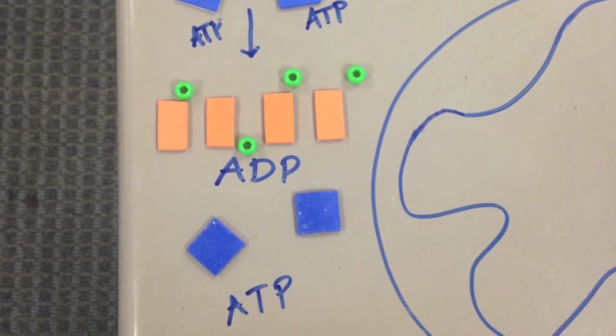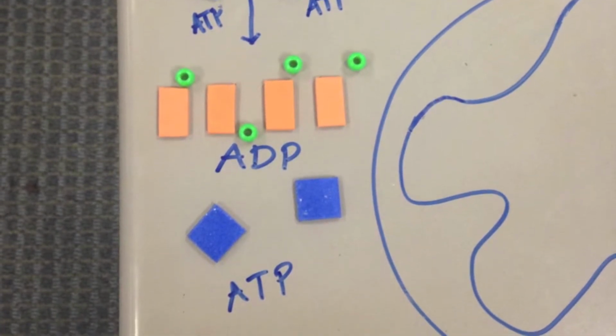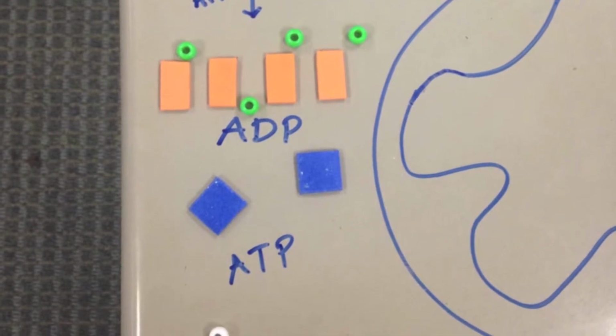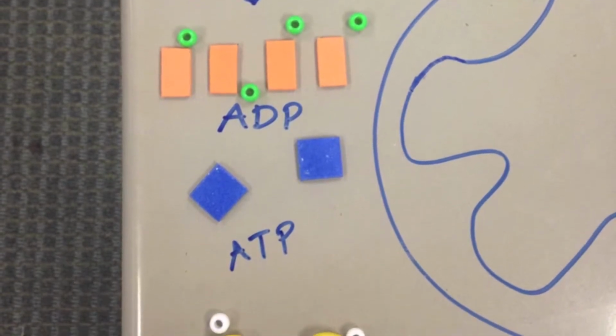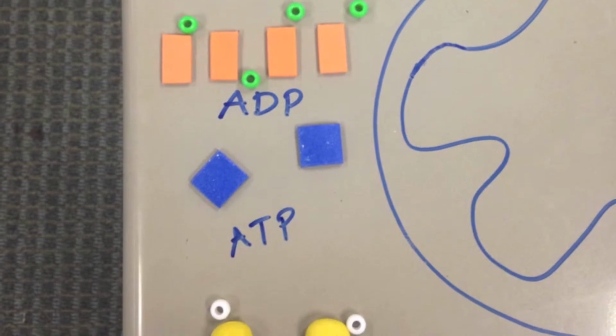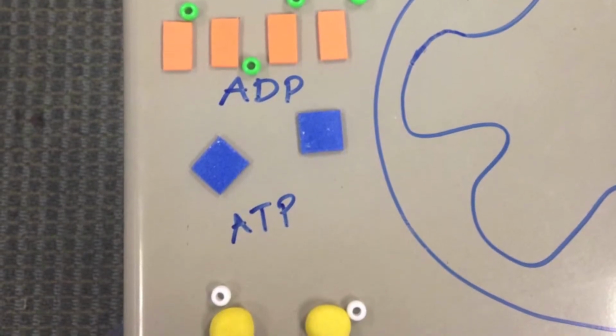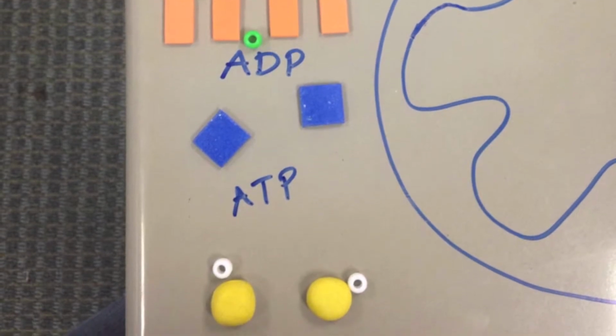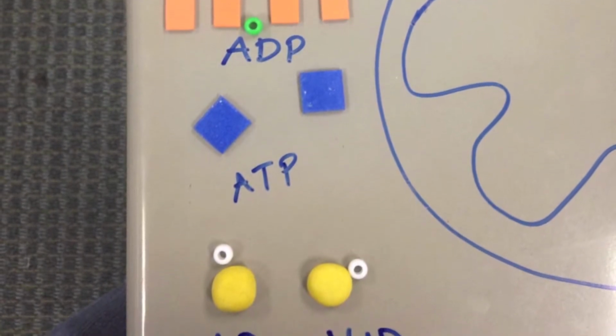NAD is what is inside the cytoplasm, and it's going to be reduced with hydrogen atoms from the glucose. So then our end product will be NADH, with the hydrogen being positive.